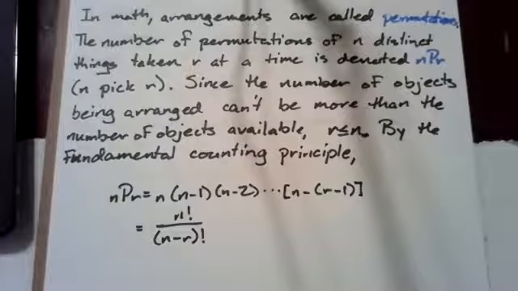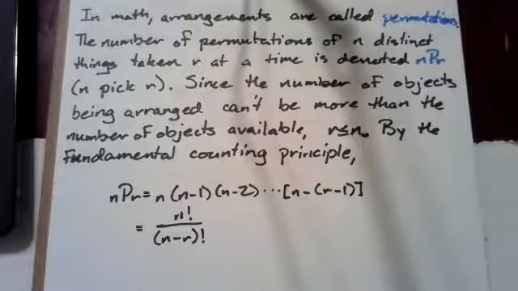In math, arrangements are called permutations. The number of permutations of n distinct things taken r at a time is denoted nPr, which we read as n pick r. Since the number of objects being arranged can't be more than the number of objects available, r is less than or equal to n.